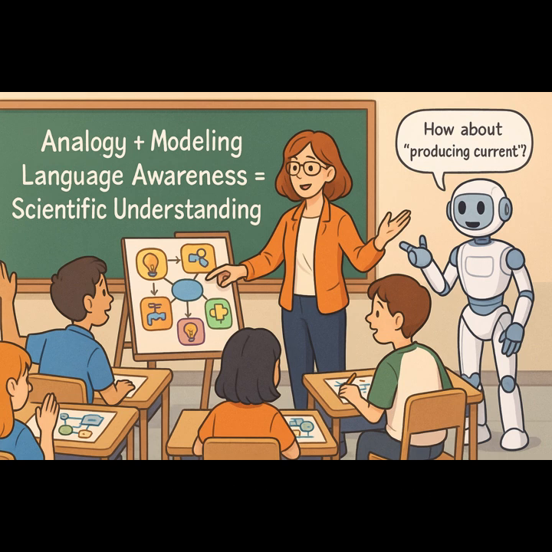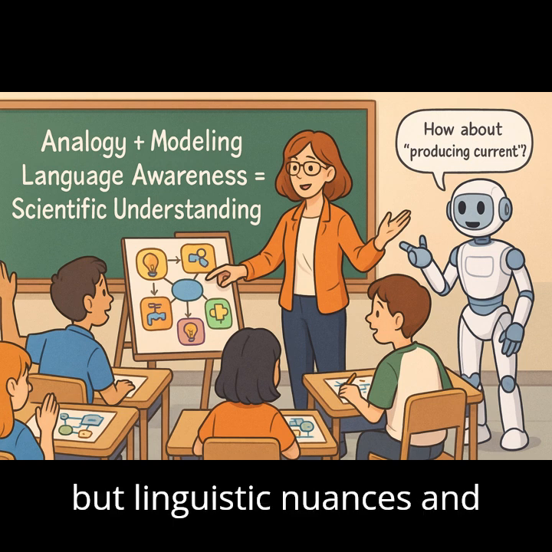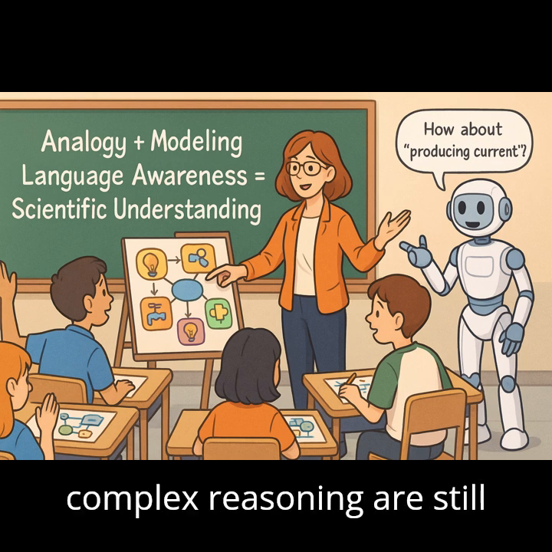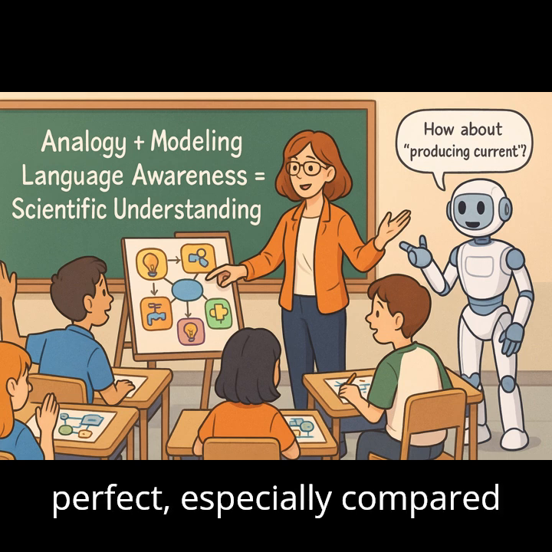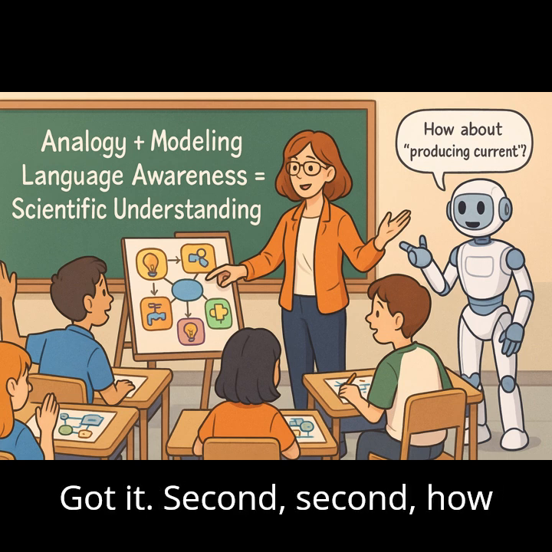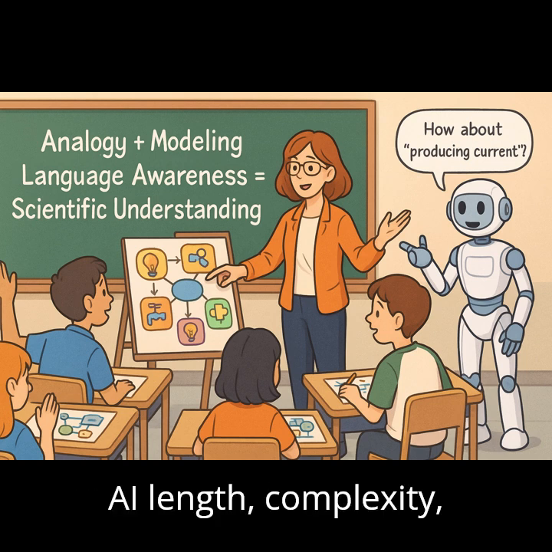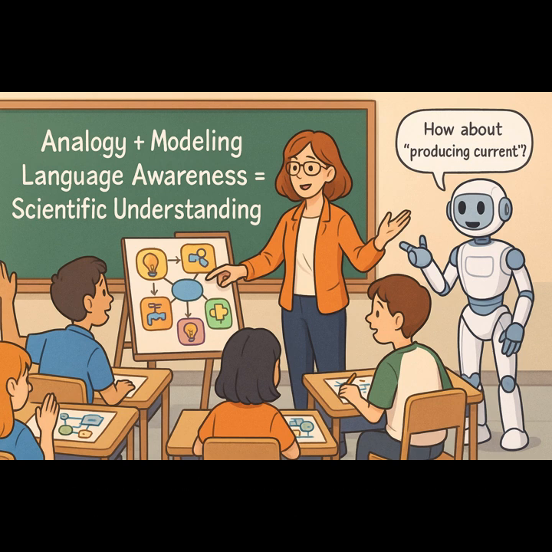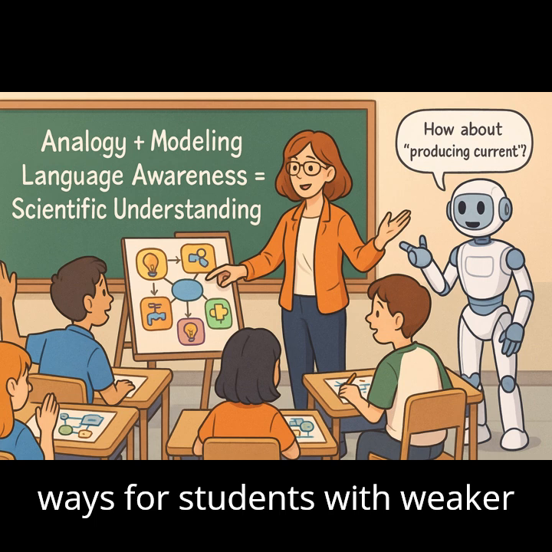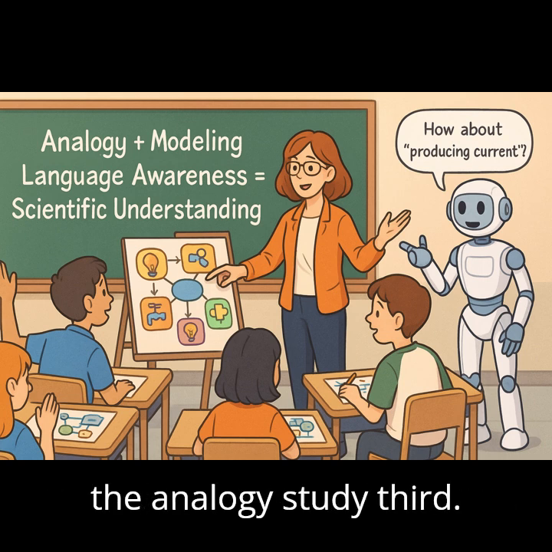Okay, first, AI scoring shows promise, even in languages like Chinese, but linguistic nuances and complex reasoning are still major hurdles. Accuracy isn't perfect, especially compared to English benchmarks so far. Got it. Second, how students write matters to the AI. Yeah. Length, complexity, vocabulary, these things influence scoring accuracy, and sometimes in opposite ways for students with weaker versus stronger understanding. Right, the complexity paradox. And from the analogy study.